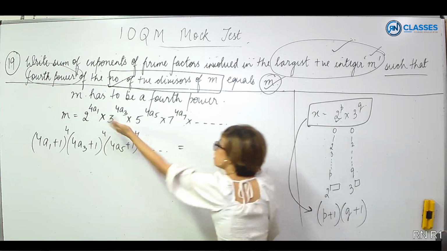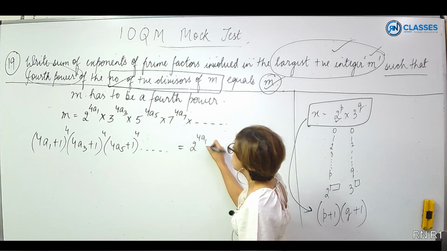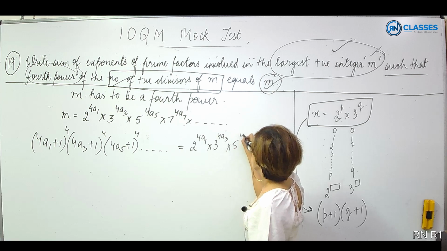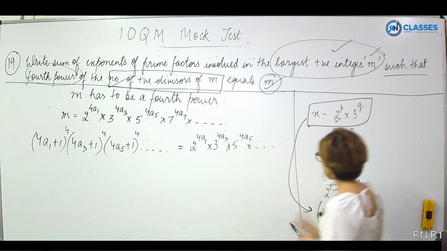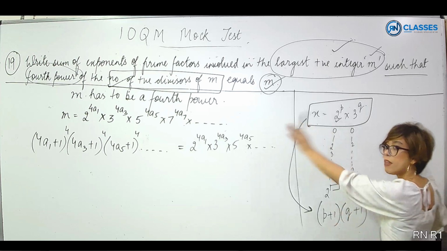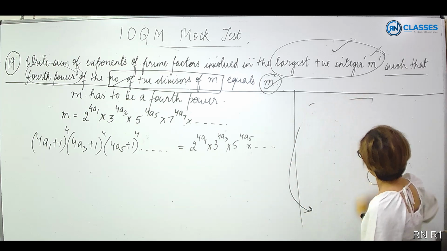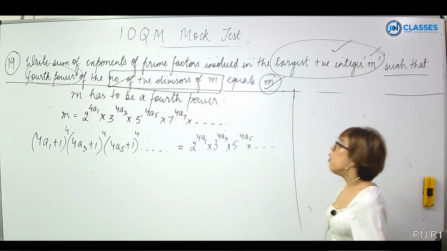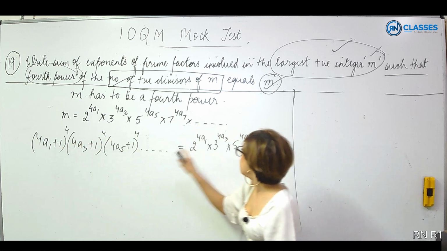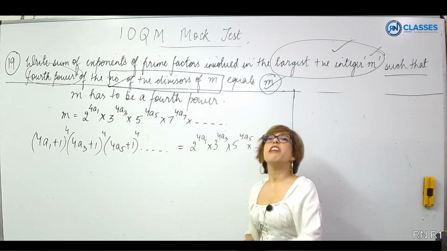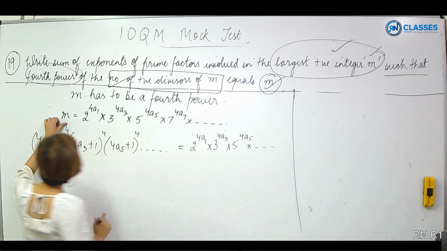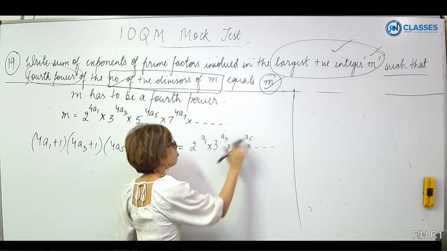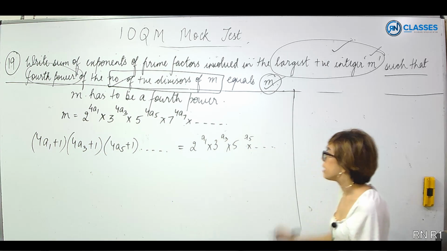Now, instead of M, I will write this one. So, 2 raised to 4A1 into 3 raised to 4A3 into 5 raised to 4A5 and so on. Now, I will erase this part because I have explained. Let's see what happens. First thing, power 4. Taking the fourth root of both sides, it's absolutely fine, I can do that. So my equation looks something like this.